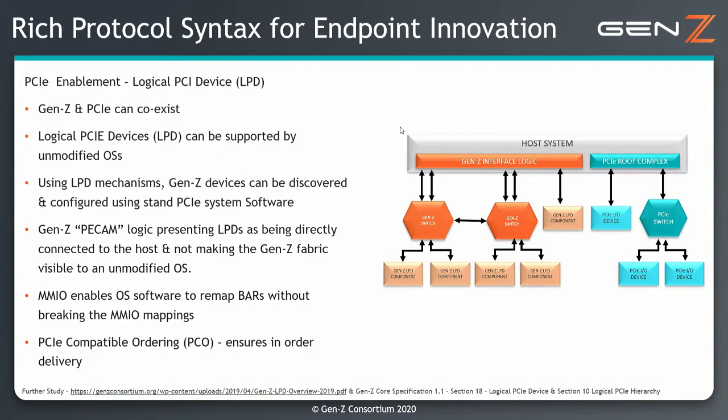A word of note, PCIe and GenZ have fundamentally different ordering requirements. Notably, PCIe requires a fabric to do ordering enforcement while GenZ does not. Remember back when we started that LP flag in the packet format? That flag is utilized to enforce ordering when in a PCIe LPD mode.